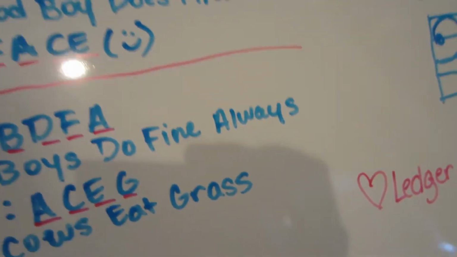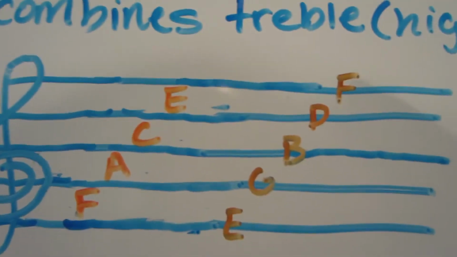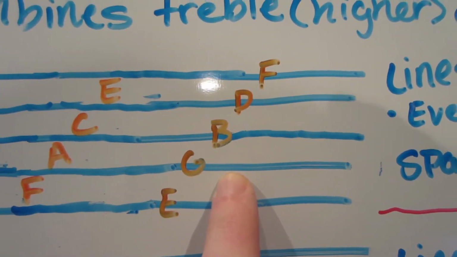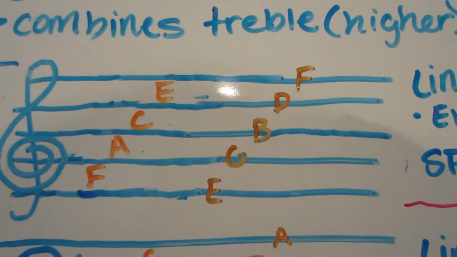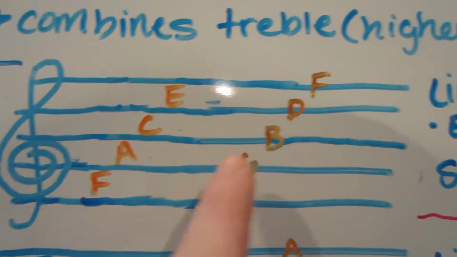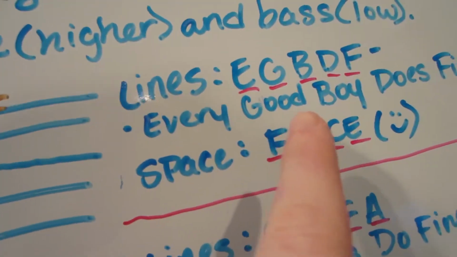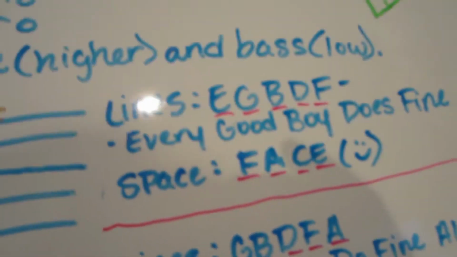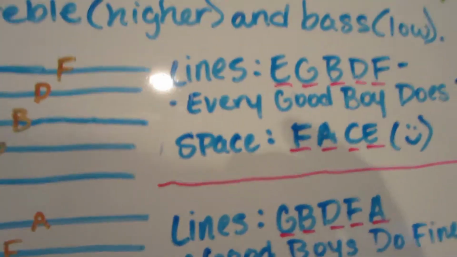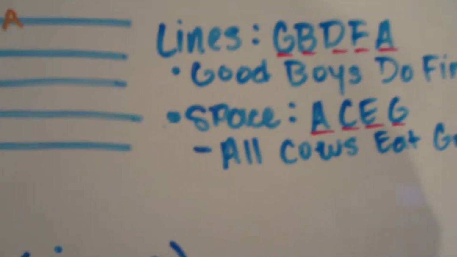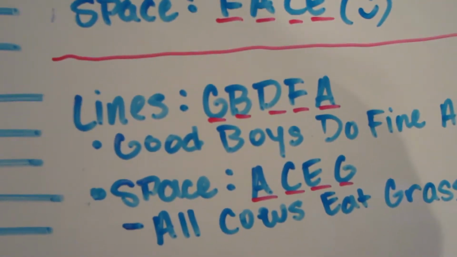But if you think about it, the treble clef circles the G. And wait a minute, that doesn't make sense. I just made it more confusing. I was going to say that the treble clef circles the G note and that it starts with good boy does fine, but it doesn't. It starts with every good boy does fine. So don't listen to me, I'm silly. You just got to remember, treble starts with E. Bass starts with G.